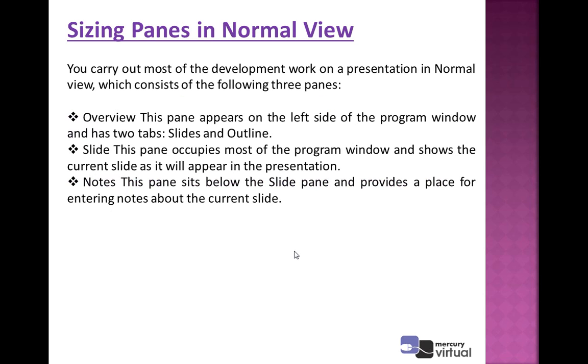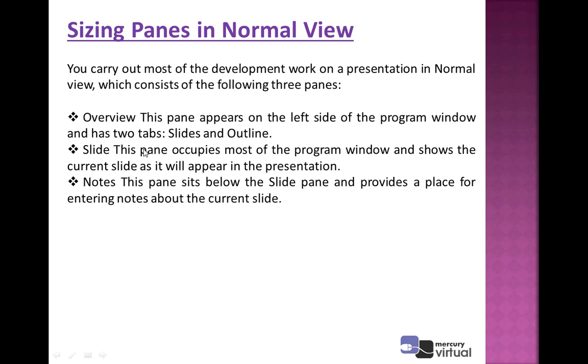Now, next is how to size panes in Normal view. You carry out most of the development work on a presentation in Normal view, which generally means the normal view in PowerPoint 2010. There are three kinds of panes available in Normal view. The first one is the overview pane. It appears on the left side of the program window and has two tabs: the Slides tab and the Outline tab. The Slides tab gives an overview of the slides as mini versions of each slide, and the Outline tab outlines the content that the slides contain.